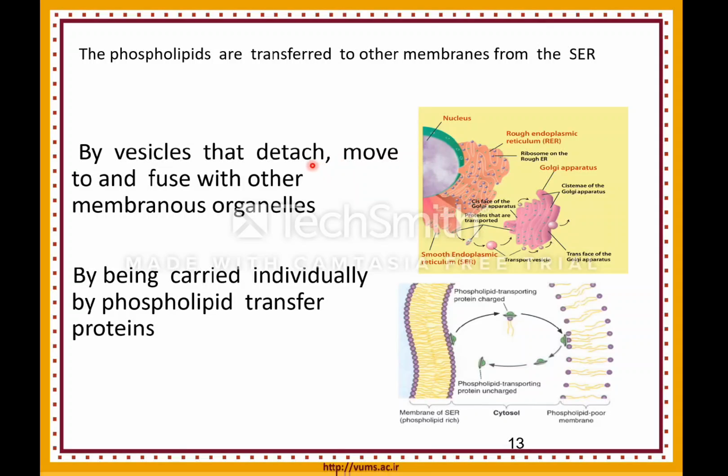They are transferred in two ways. One of them is by the formation of vesicles, where the vesicle detaches, moves, and again fuses to another membranous organelle. And sometimes it may be carried by phospholipid transporting proteins, which act as carriers and transfer the phospholipid from the SER to the cell membrane or other membranous organelles.